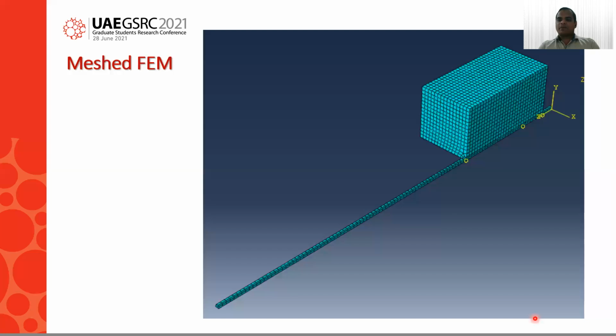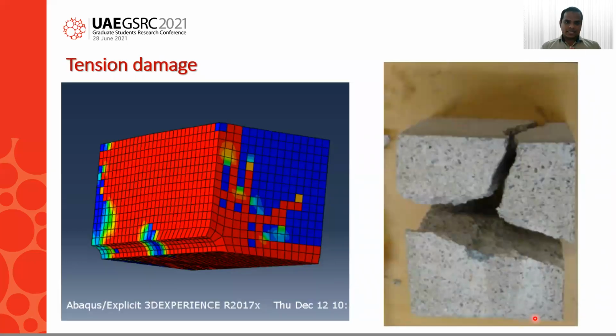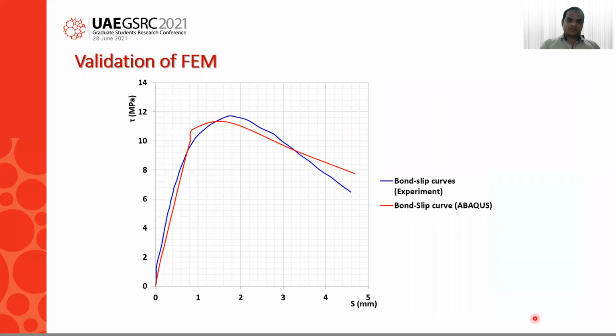After selecting the proper mesh size, for the output, I measured load and slip at two different ends, similar to the experimental setup. From the finite element analysis, I compared the results with the experimental findings. You can see this is the compression damage, and this is the tension damage. You can see it perfectly replicates the experimental one.